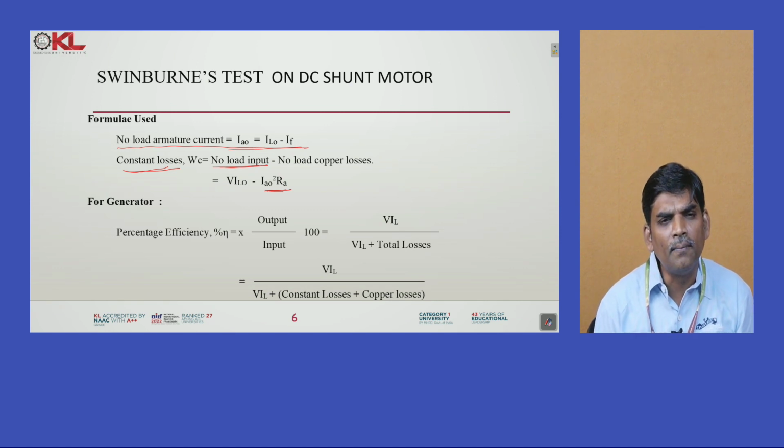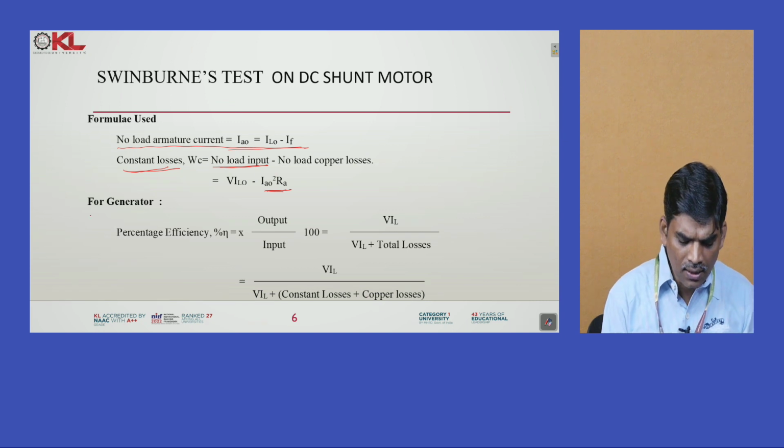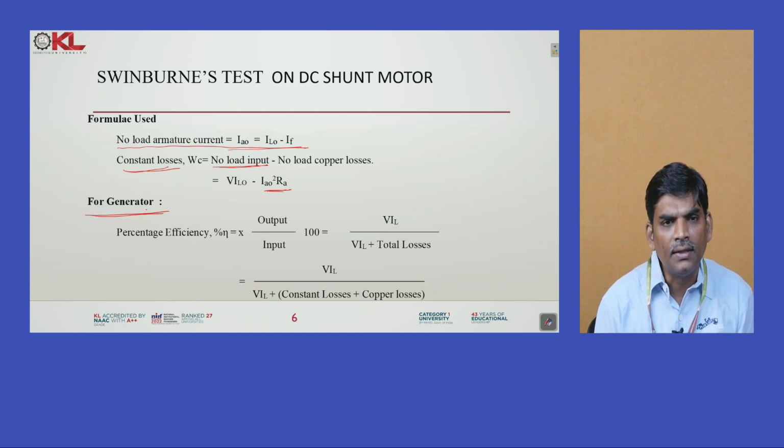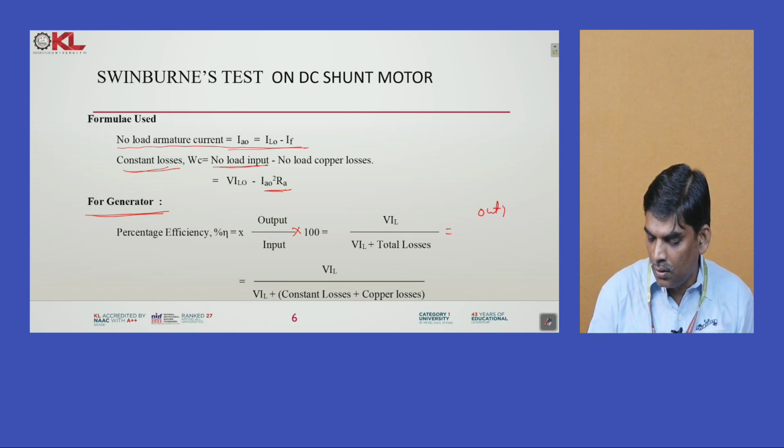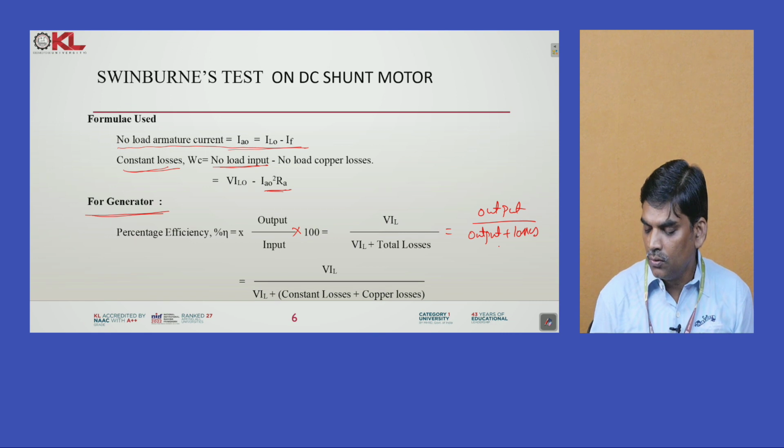First of all, the machine acts as a generator. For a generator, the efficiency formula is output by input. Output is electrical and input is mechanical. Once you know any power, from that we can also calculate the others. Efficiency is output by input, which you can write as output by output plus losses.